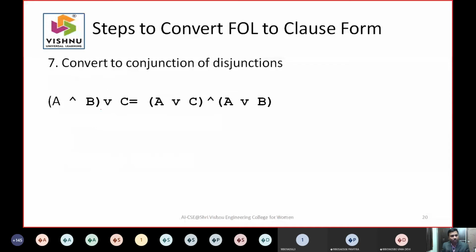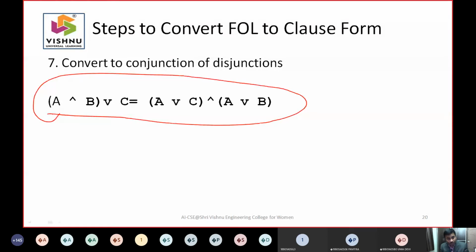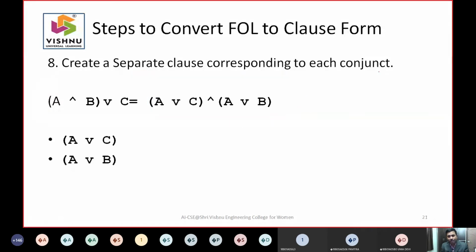Among all the particular rules that we have studied, if there is a chance, we can apply this rule, and this rule is very important. So convert to a conjunction of disjuncts, and create a separate clause corresponding to each conjunct, which was coming from your seventh statement. The seventh statement, if you get it, you have to get this part.